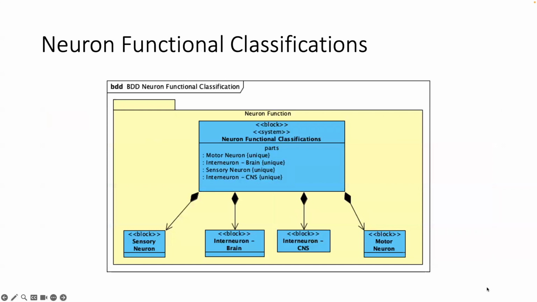So first, let's talk about the functional classifications. They capture the significant types of neurons and their locations. The location of the neuron relates to their functions. These functional locations are near the senses. Those would be sensory neurons, as I'm showing in the figure. Inside the brain, that would be interneurons. Inside the central nervous system, those would also be interneurons. And finally, near the muscles, we have the motor neurons.